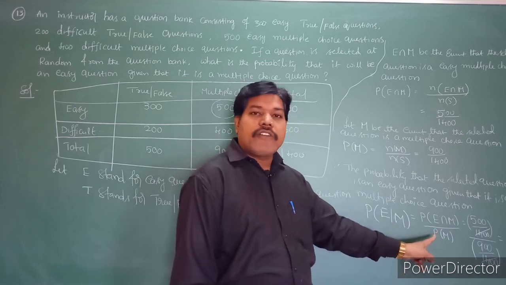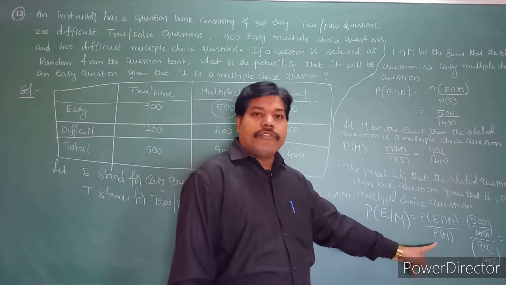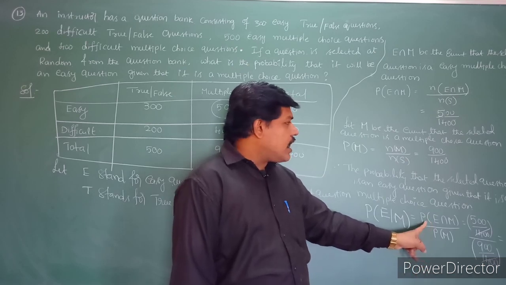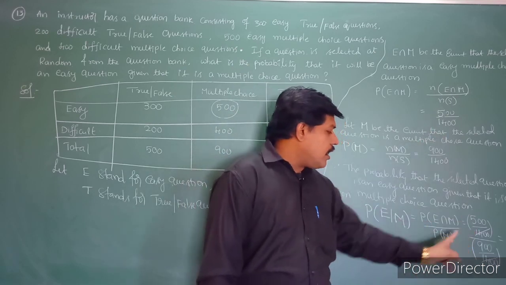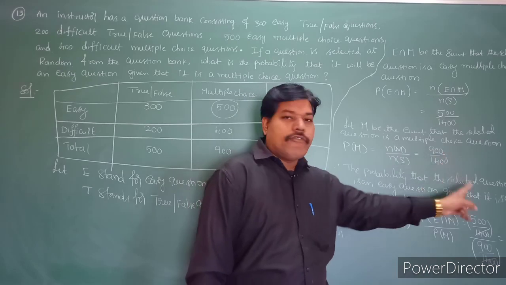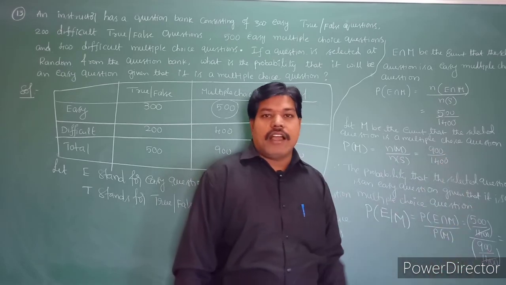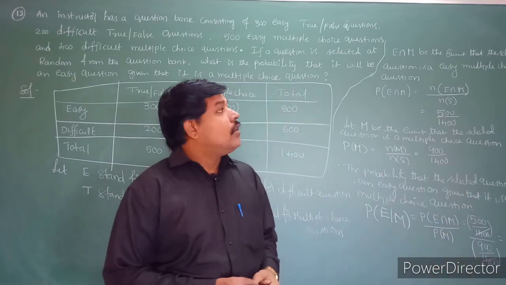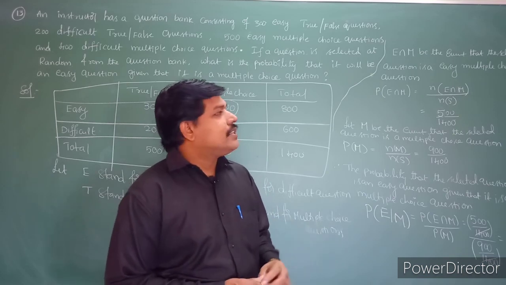So that is nothing but the probability of E intersection M by P of M. Probability of E intersection M is nothing but 500 by 1400, and P of M is nothing but 900 by 1400. Cancel the value, you will get 5 by 9. Okay, 5 by 9. So see that question, students.